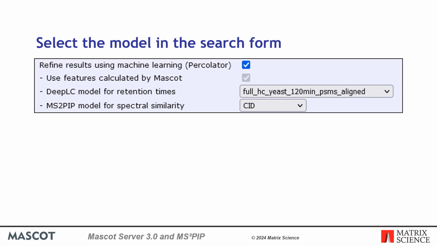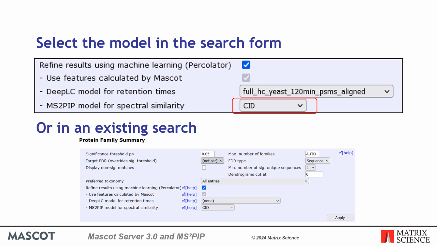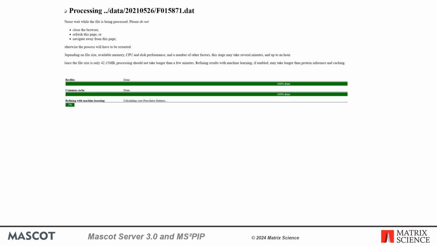Here is the interface in the search form. Just a checkbox and a couple of drop-down boxes. The MS²PIP is marked in red. You can also apply it to an existing search result. Select it from the box and click Apply. If you are running the search through a browser or processing a completed search, you will see the Percolator progress as part of the cache creation progress bars.